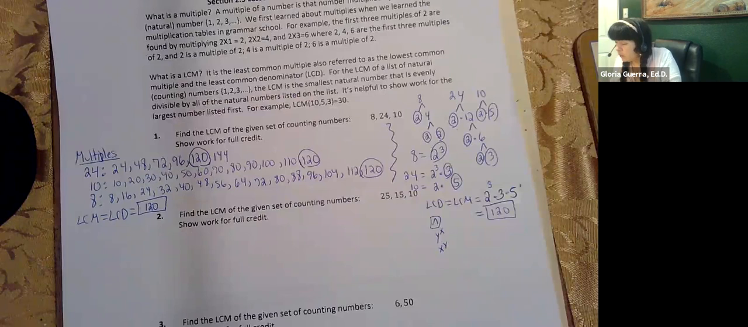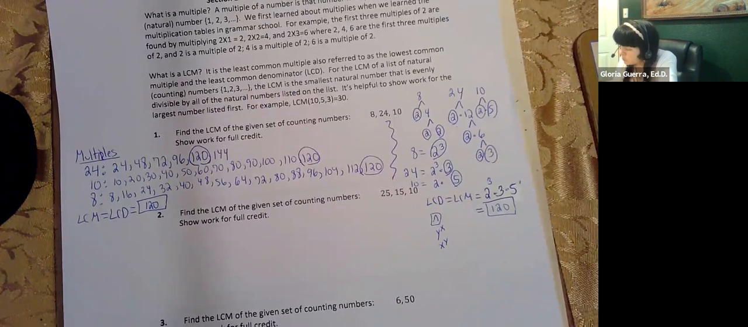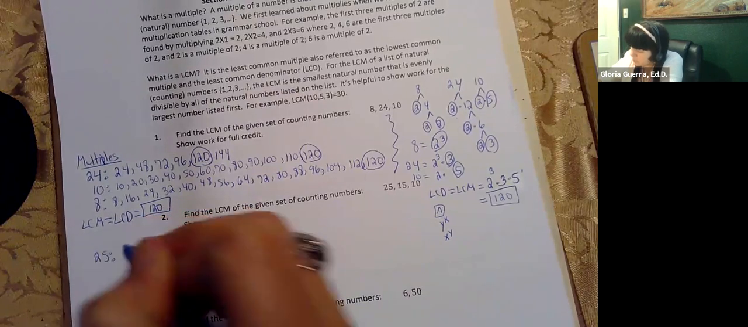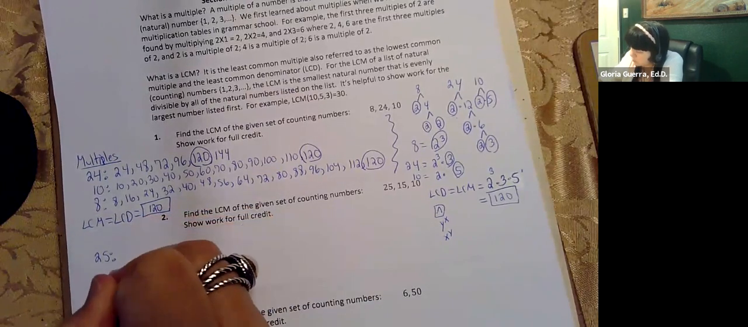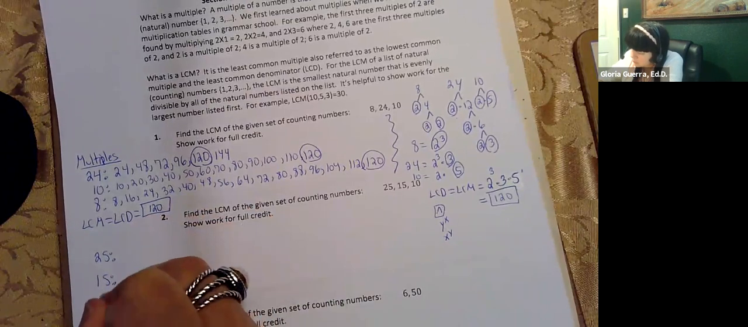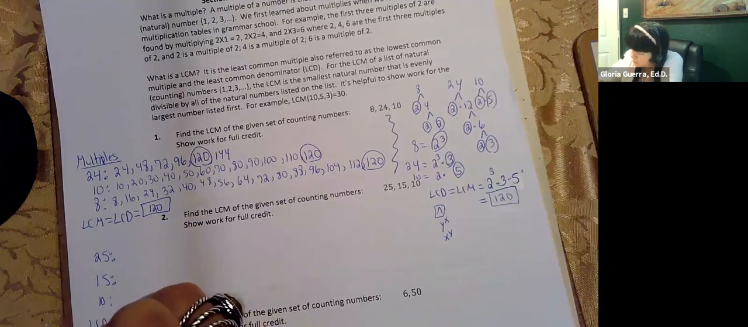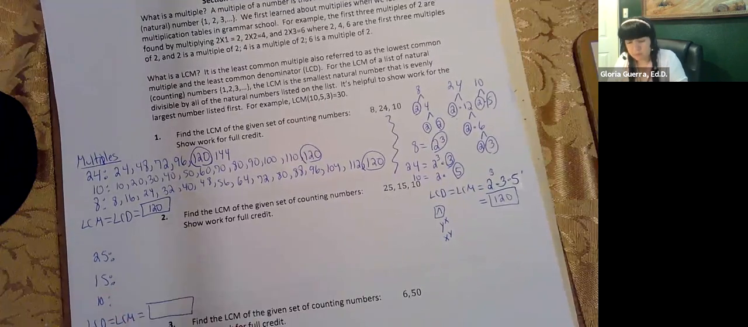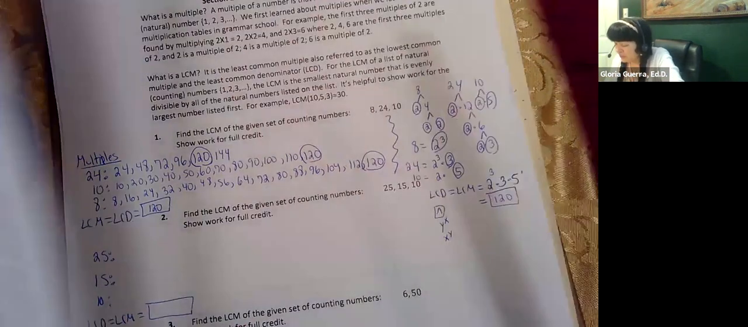Okay, now for the second problem, we're going to do our multiples. So the biggest number is 25, and then 15, then 10. LCD equals LCM. All right, so if I list multiples of 25, let's see.